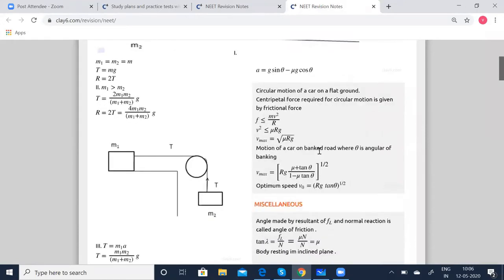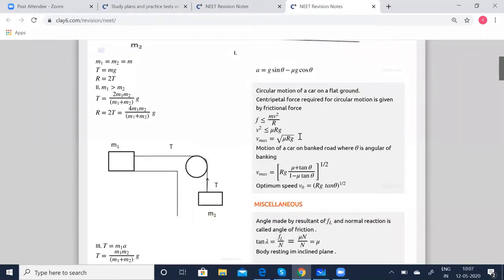Next is the circular motion. Before going to the circular motion, I want to cover certain facts related to friction also. I told you, frictional force or coefficient of friction is denoted by mu. Mu is equal to F by R, where F is the frictional force divided by the reaction. Remember that.